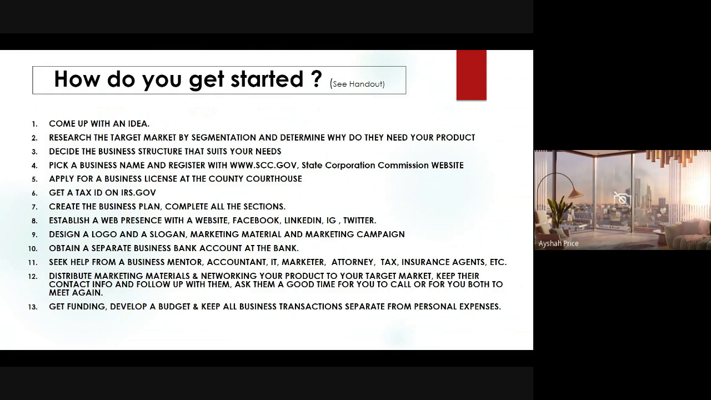And we talked a little bit about the advantages of that. Distributing marketing materials and networking your product to your target market. You also want to follow up with individuals and meet with other individuals, having a system to do that. So it's always great to have an assistant to help you with that part of it, or your CRM, your customer relations management software, does a lot of that.